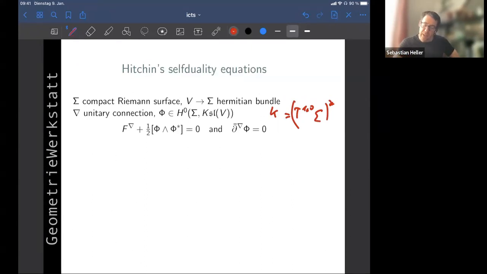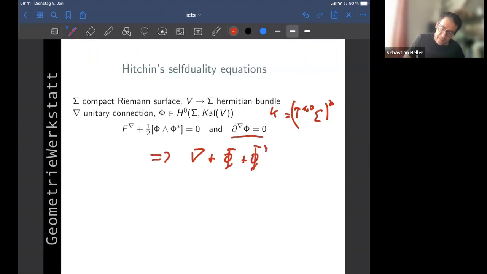So the self-duality equation is then an equation relating the curvature with the Higgs field phi, and the second equation is this just mentioned holomorphicity equation. So the first equation tells us that the curvature of nabla plus phi plus phi star is actually flat, having unitarity, and the second equation gives us that the connection nabla plus phi star is flat. So the curvature is vanishing.